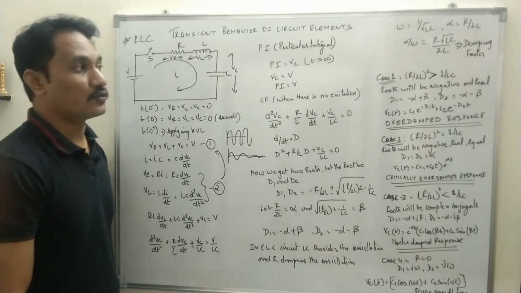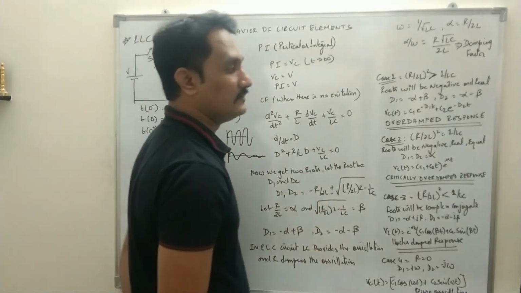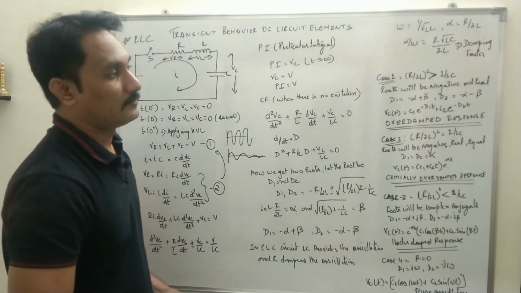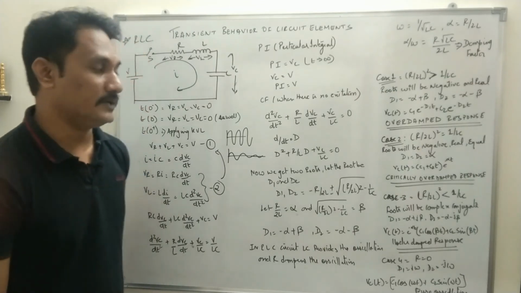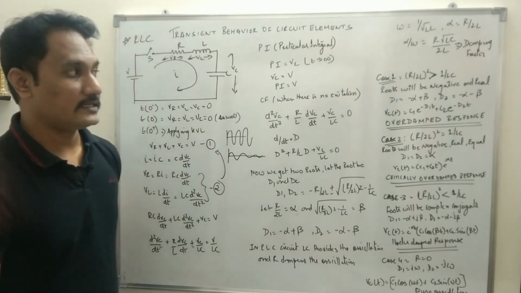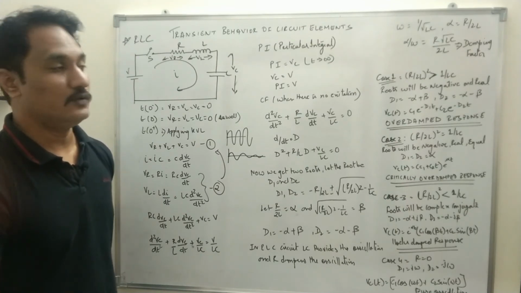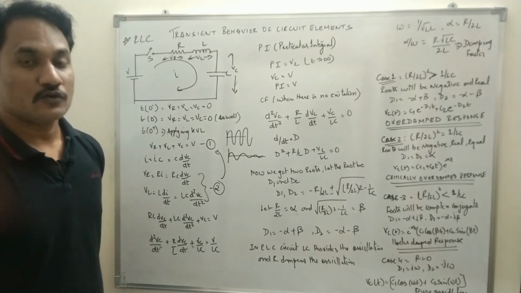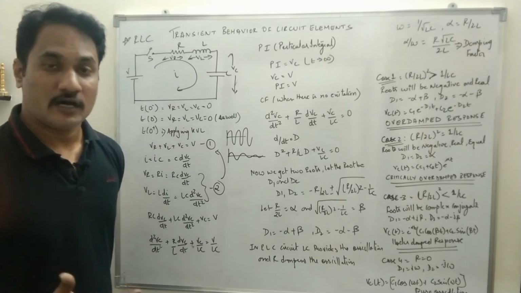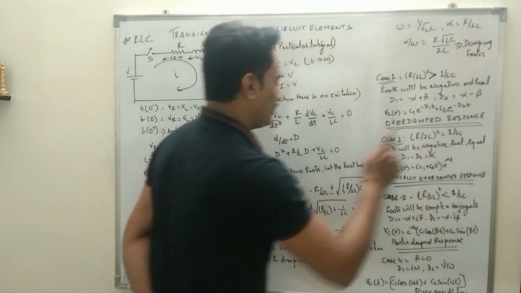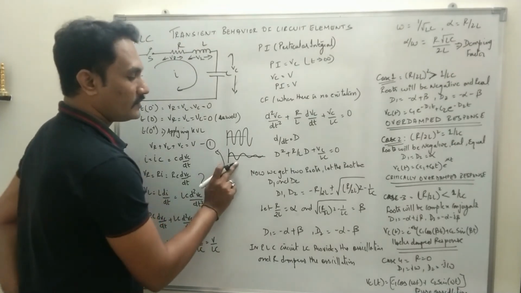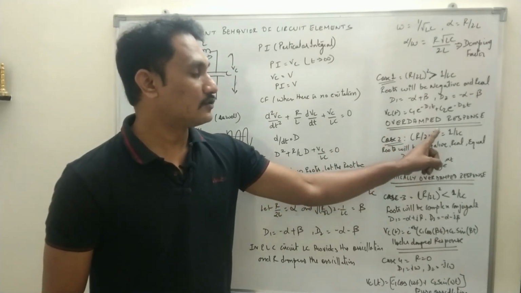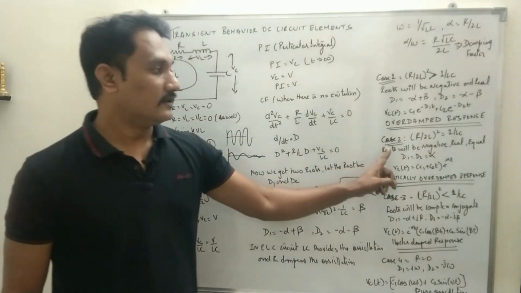In that case, the roots will be negative and real, given as D1 equals minus alpha plus beta, and D2 equals minus alpha minus beta. So you get the equation for voltage across the capacitor as C1 e raised to minus D1 t plus C2 e raised to minus D2 t, where D1 and D2 are our roots. Mathematically it is found that the response will be over damped, like this.